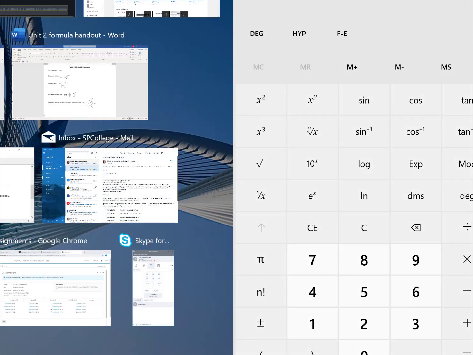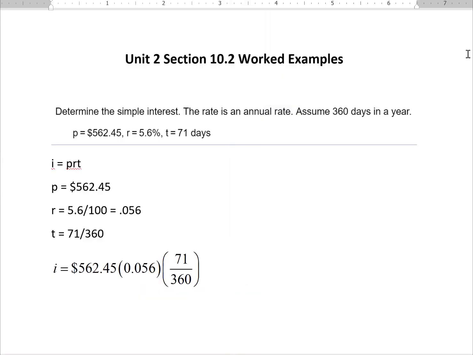Simple interest for this problem is $6.21.